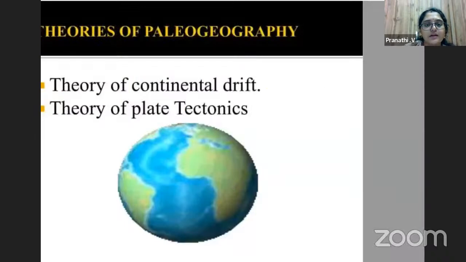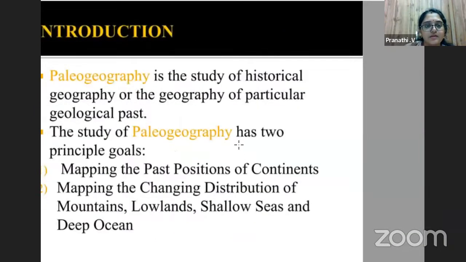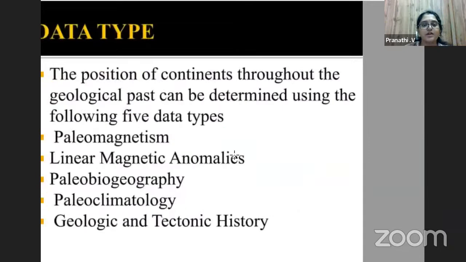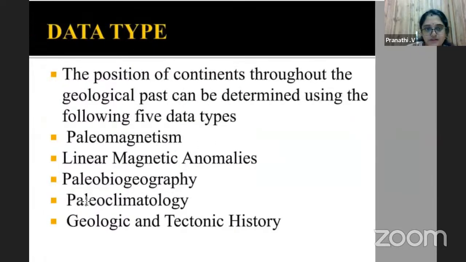So earlier, there was this particular study of historical geography. And again, as you can see, it's based on five data types: where are the magnetic lines present, what are linear magnetic anomalies, paleobiogeography, paleoclimatology, geology, and tectonic theory.